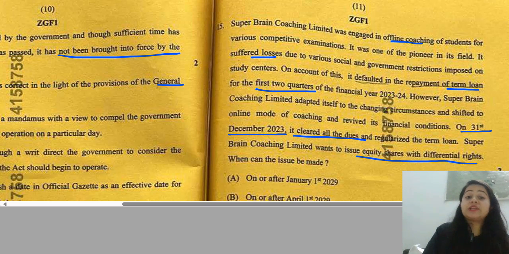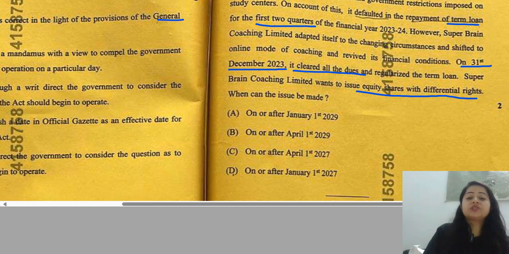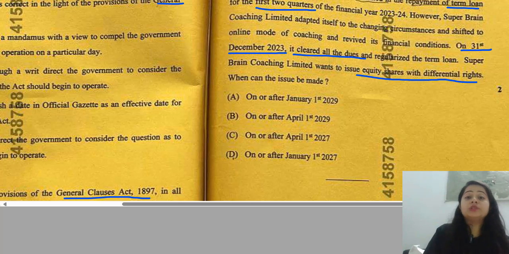So, this question relates to your differential voting right equity shares, which is covered in your section 43, chapter share capital and debentures. Now, this company had made a default in payment of the loan. Now, this company has repaid and made good that default on 31st of December 23. Can it issue differential right equity shares? So, what does section 43 and the rules say?